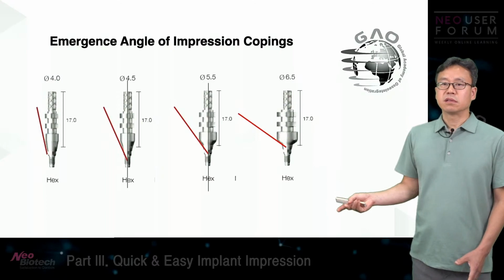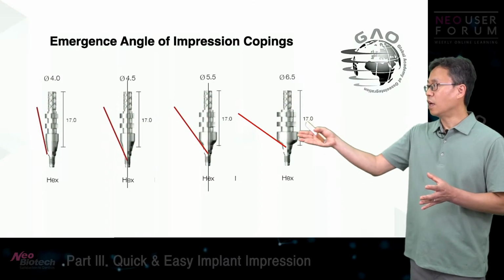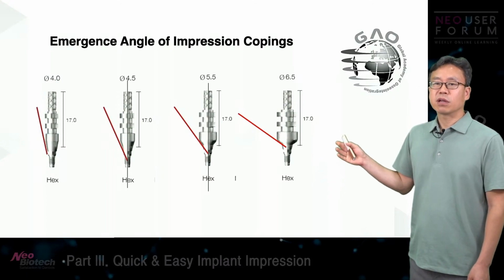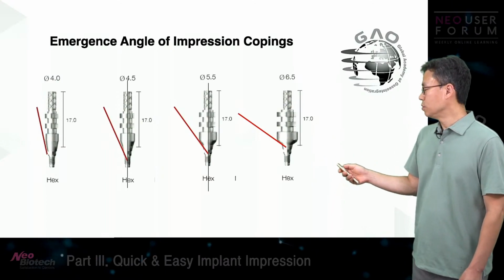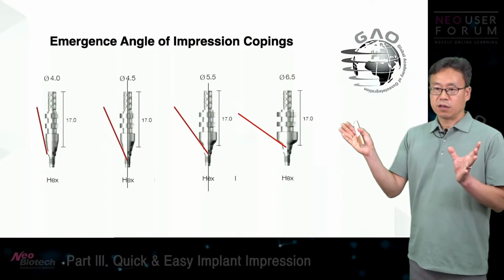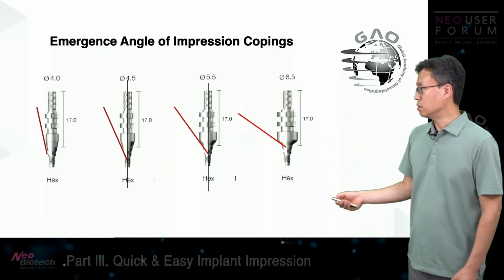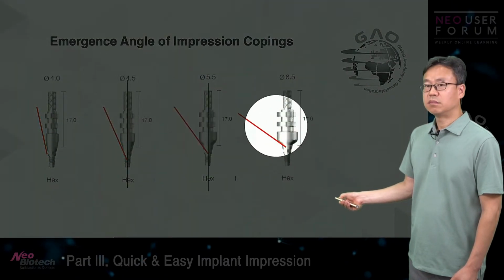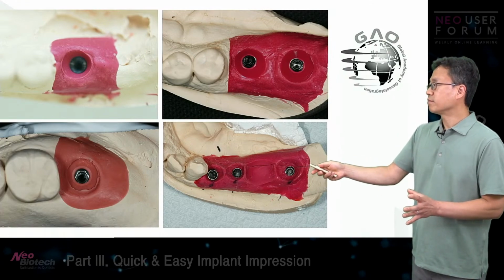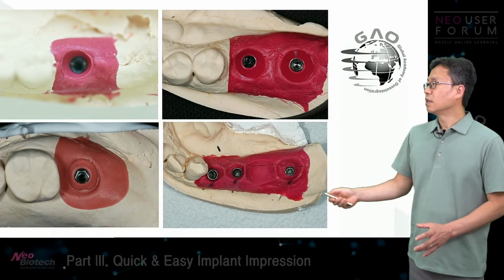That's why we have so many different kinds of impression copings, different contours, different emergence angles. A lot of times I recommend people to use these impression copings with a big emergence angle or big contour, the fat ones, so that we can have the soft tissue look like this, not like this.